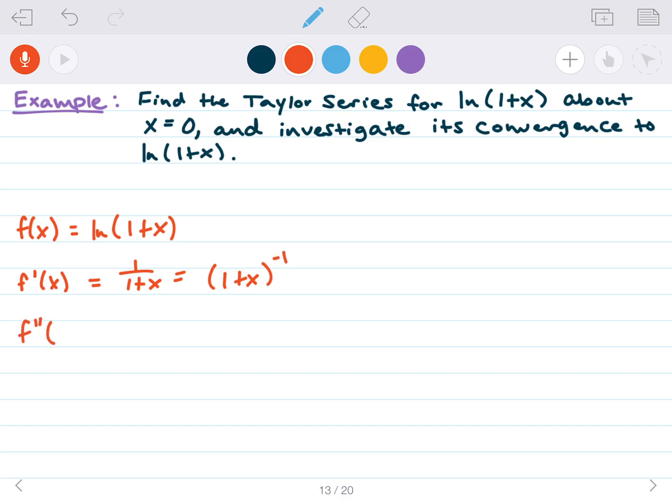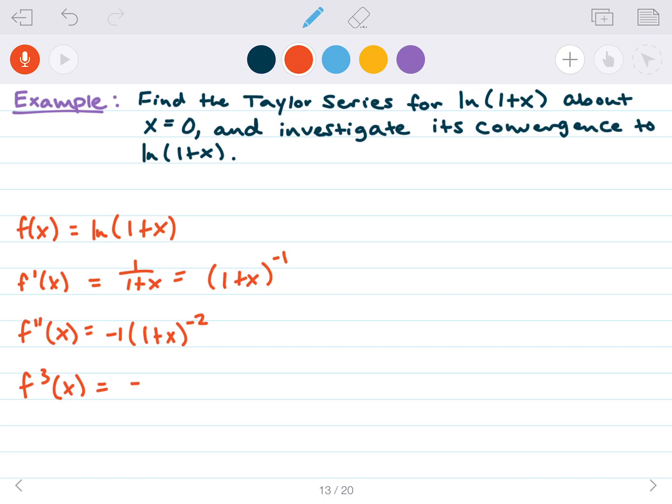Looking at the second derivative, I have negative 1 times 1 plus x to the negative 2. For the third derivative, again, I'm not multiplying things out because I want to see if there's a factorial involved with my formula.